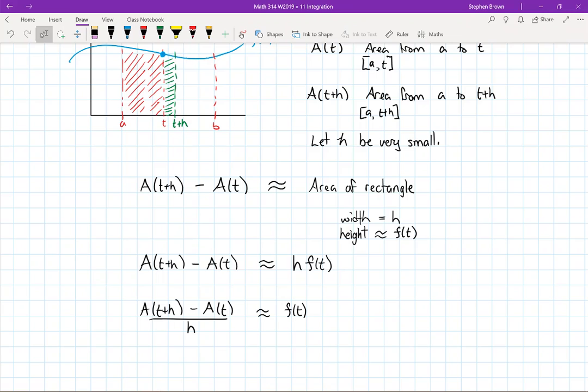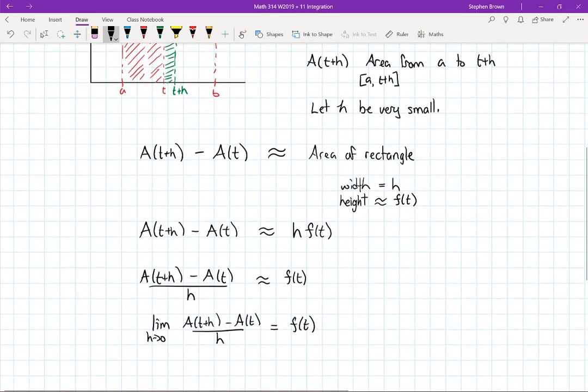But if we were to make h get really, really small, then there really couldn't be that much of a change from the height at t to the height at t plus h. It would be more or less a perfect rectangle. And that's where we let h get very, very small, and we say that the limit as h approaches 0 of A(t plus h) minus A(t) over h should be equal to f of t, the exact height, as long as h is exceptionally small. We let it get infinitely small.